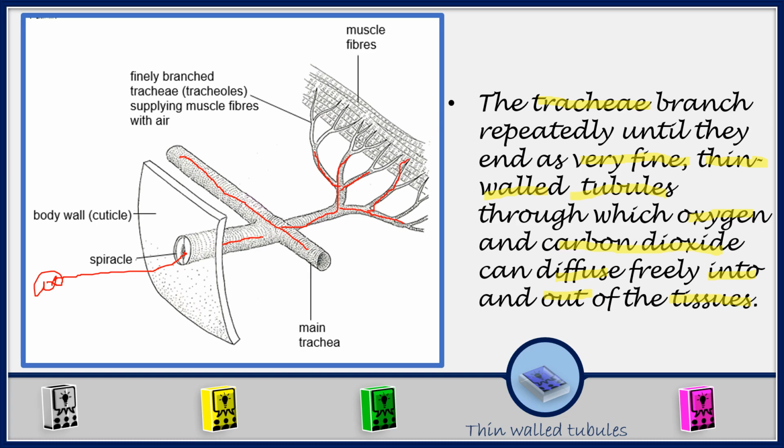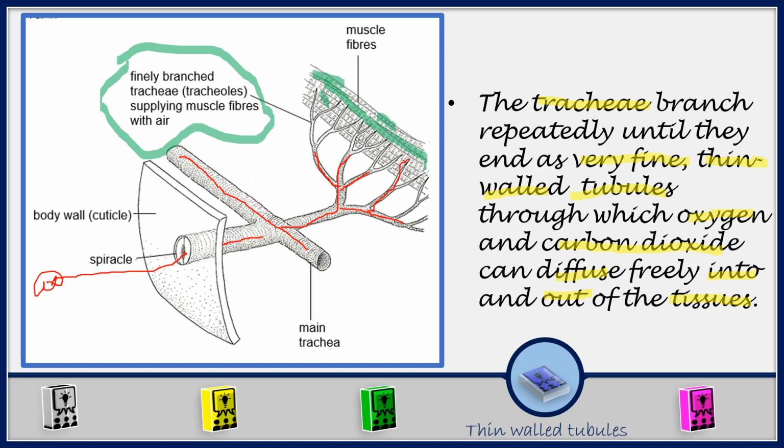Our tissues behind there, they receive oxygen from the tracheae. The tracheae distribute the oxygen to the tissues across the inside of the body system. So here we can see that the finely branched tracheae, the small ones, are supplying the muscle fibers with the air. And these ones are our muscle fibers here.